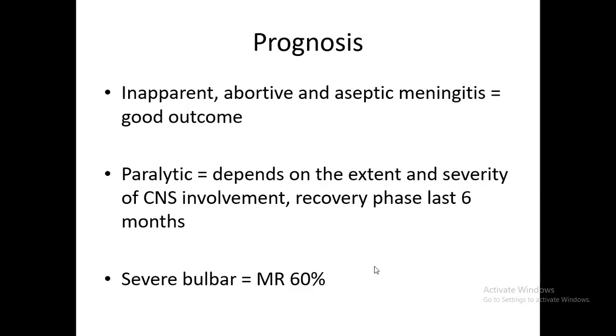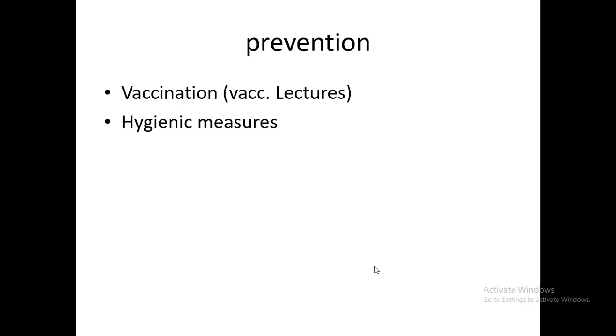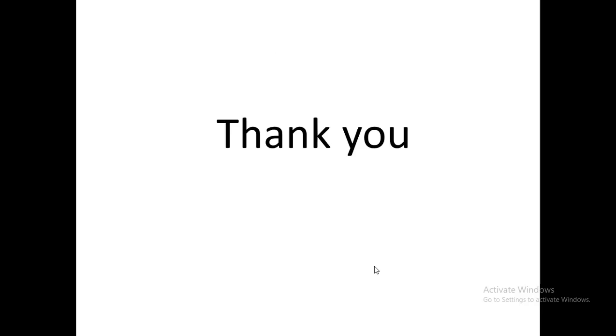The prognosis for the inapparent, the abortive, and the aseptic meningitis forms is a good outcome. For the paralytic form, it depends on the extent and severity of CNS involvement. If there is severe bulbar involvement, the mortality rate is 60%. How can we prevent poliomyelitis? By vaccination and good hygienic measures. Thank you.